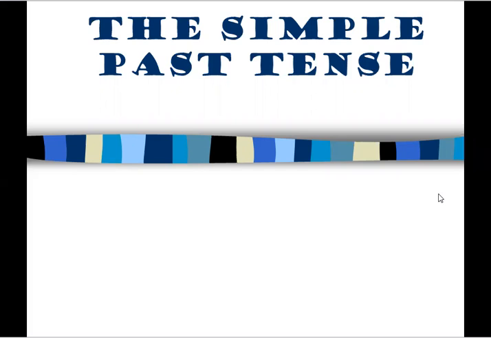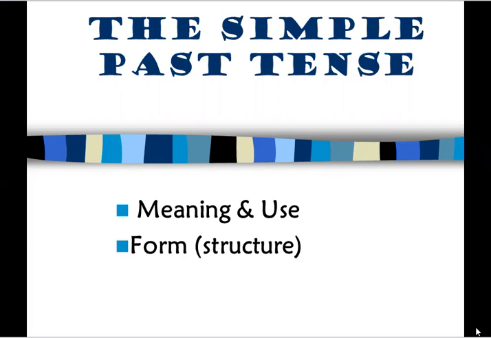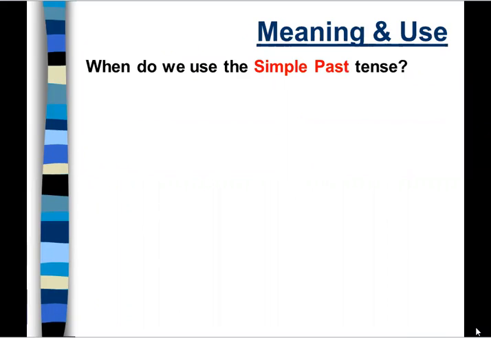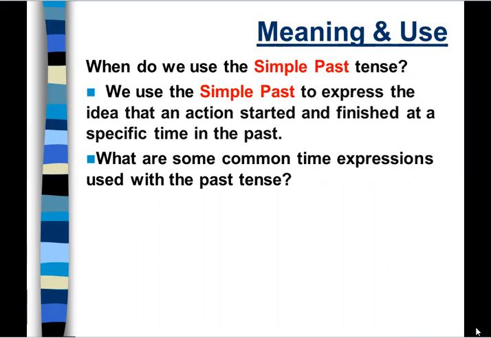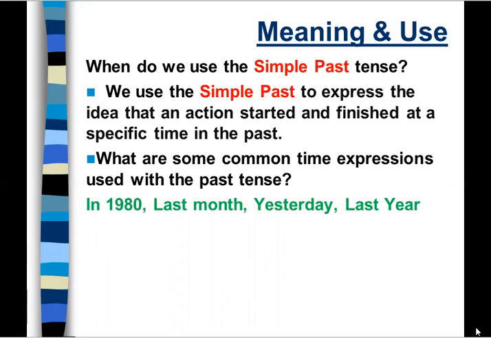What is the simple past tense? Its meaning, its use, and its structure. When do we use the simple past tense? We use the simple past tense to express the idea that an action started and finished at a specific time in the past. What are some common time expressions used with the past tense? Like in 1980, last month, yesterday, last year, ago, last week, etc.